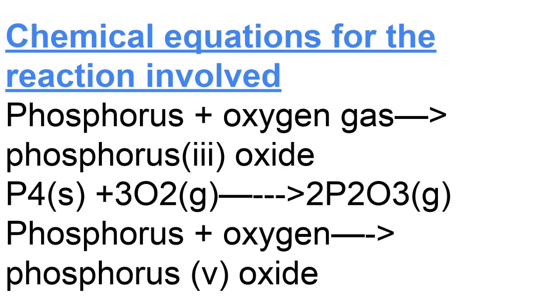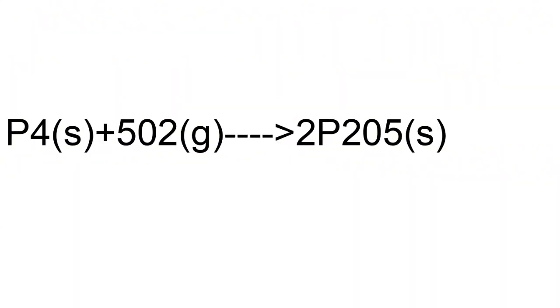Also, we have phosphorus reacting with oxygen gas to form phosphorus 5 oxide. The chemical equation is as shown. P4 plus 5 oxygen to give us phosphorus 5 oxide.